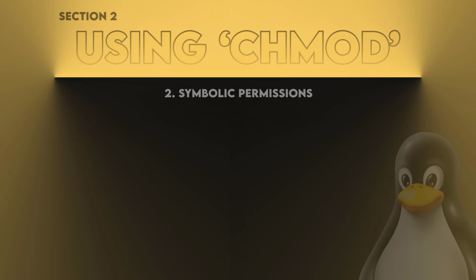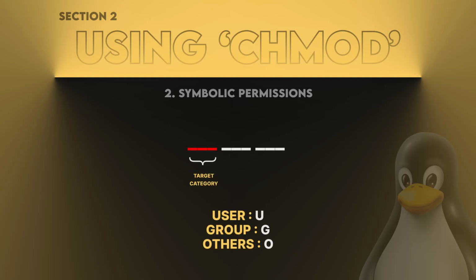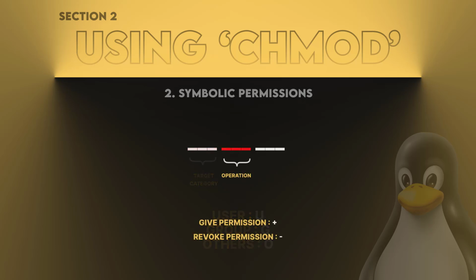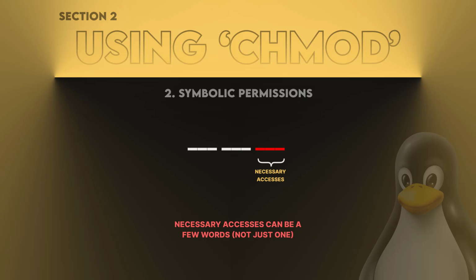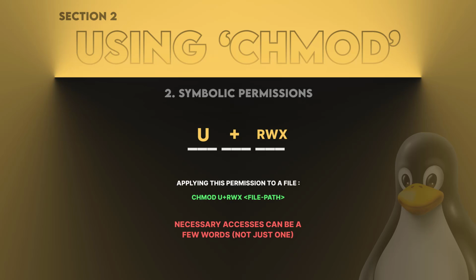Number 2, symbolic permissions. Another way is by using the symbolic notation. We can first specify the target category: u for user, g for group, and o for others. Then, with the mark of addition or minus, determine whether we want to give access or take access away. Plus to give access, minus to remove access, and then provide the necessary access. For example, u+rwx gives the owner permission to read, write, and execute the file. g+rx allows the group to read and execute, and o-w works to revoke the write permission from all other users of the system.